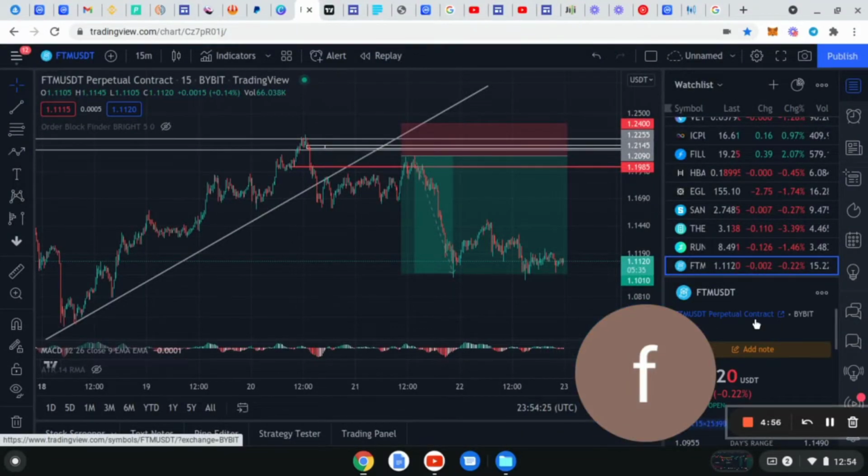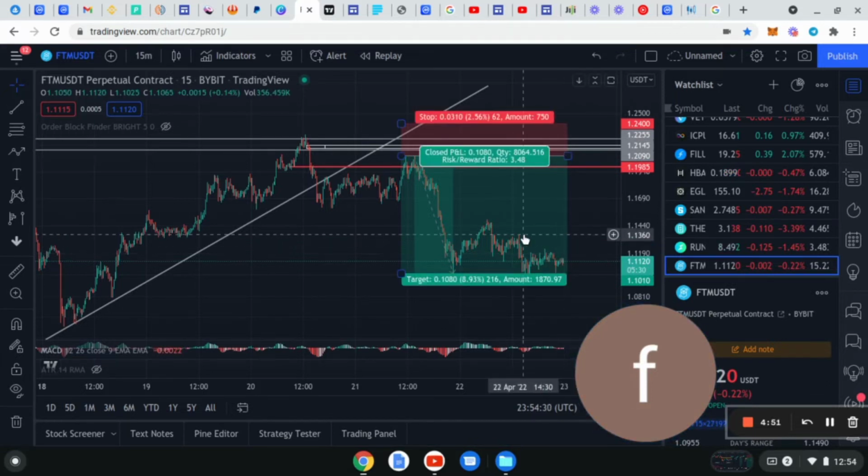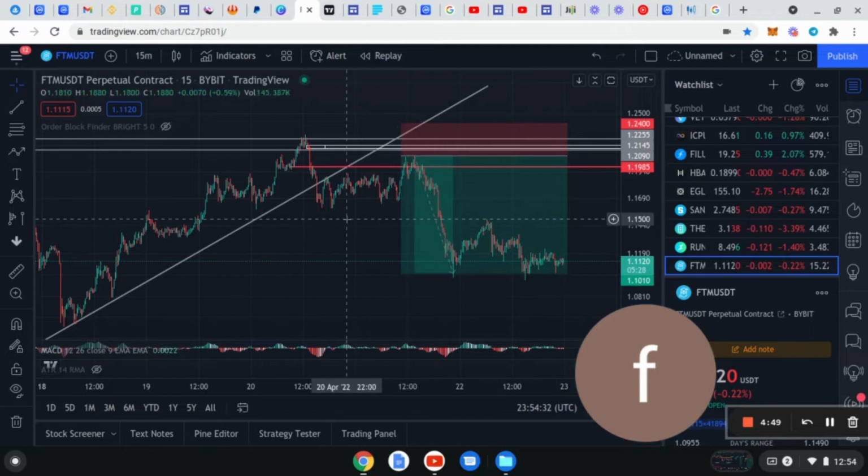So today I'm going to show you the very simple strategy I used in catching an insane 3 to 48 risk reward ratio. Stay tuned, roll out after the intro.